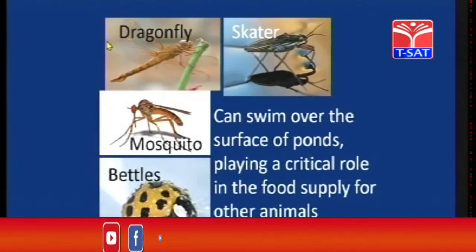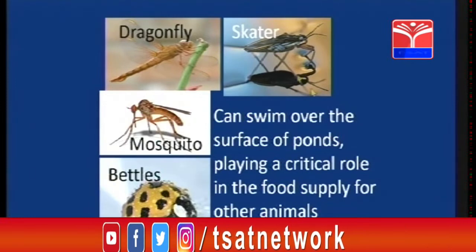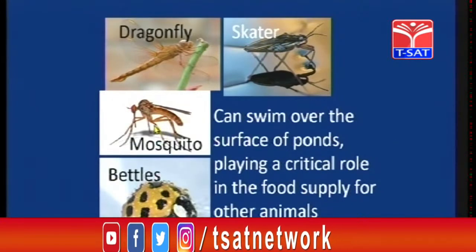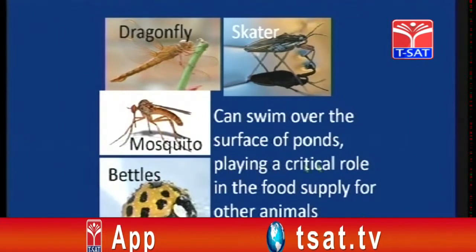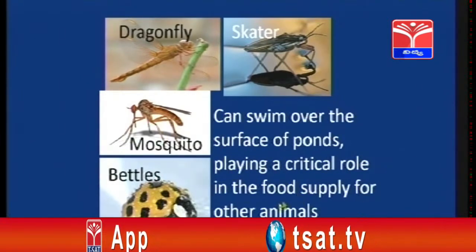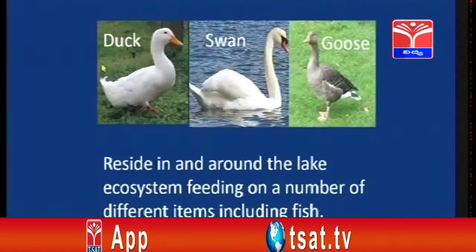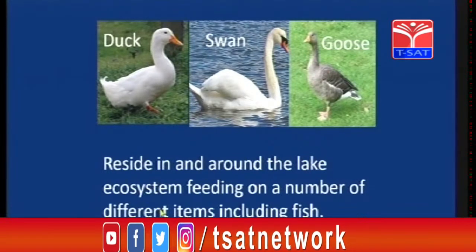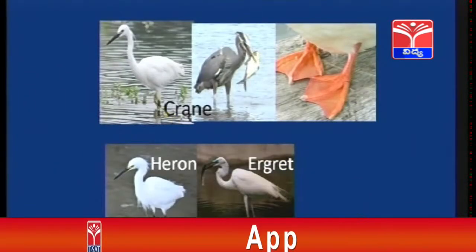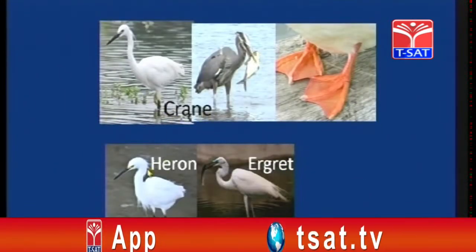You can see, children, the dragonfly, skater, mosquito and the beetles are found on the surface of the water. They can swim over the surface of the ponds, playing a critical role in the food supply of other animals. You can see, children, the duck, the swan and the goose. They reside in and around the lake ecosystem, feeding on a number of different items including fish. You can see, children, the cranes, herons and egrets.